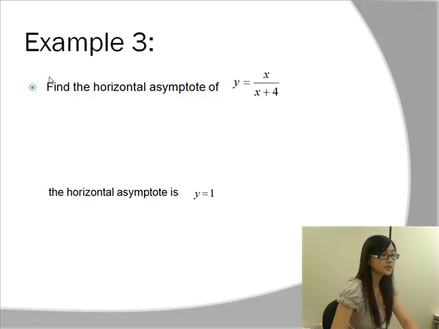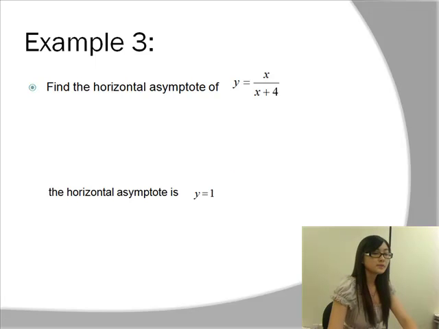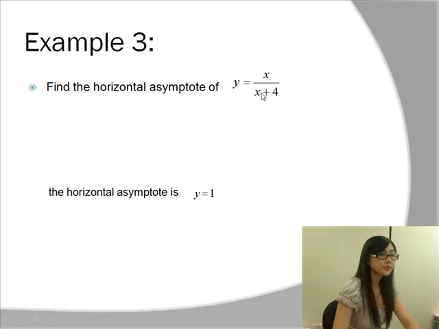Let's take a look at an example that illustrates that. It asks us to find the horizontal asymptote of y equals x over x plus 4. We see that the degree of the numerator equals the degree of the denominator. Therefore, we will have a horizontal asymptote. The leading coefficient of the numerator is 1, and the leading coefficient of the denominator is also 1. Therefore, the horizontal asymptote will be y equals 1 over 1, which is y equals 1.